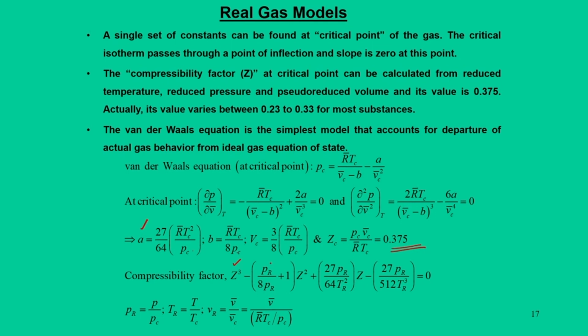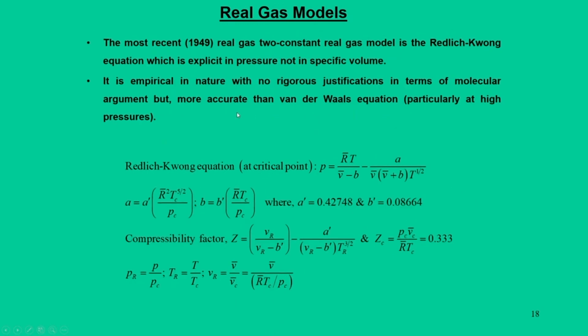So, this is how the van der Waals equation is modeled, which is considered a real gas model. In fact, when you compare it with actual behavior, the van der Waals equation is the simplest model that accounts for the departure of an actual gas from ideal gas behavior. The other model, which is more recent, from 1949, is a real gas two-constant equation known as the Redlich-Kwong equation.